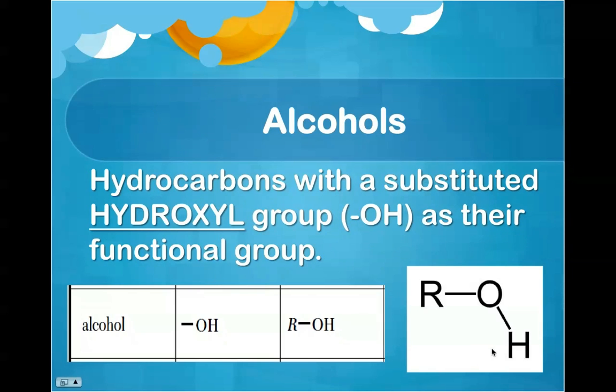All right, the first one is an alcohol. This has a substituted hydroxyl group, OH, as its functional group. So you can see that on Table R with the alcohol, this is the group that you're looking for. And you're going to notice with Table R that these R's just represent a chain of carbons, so it can be any amount. The main part here that we're worried about is the OH.